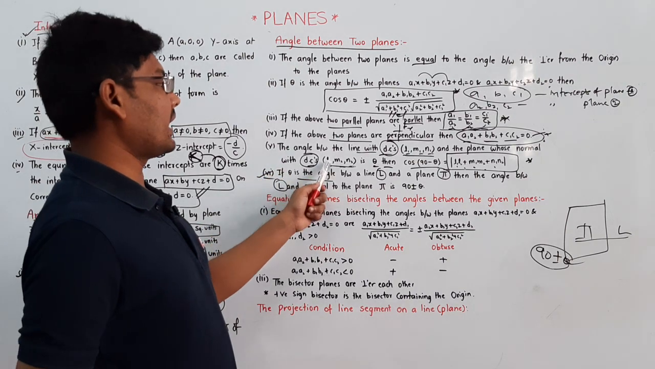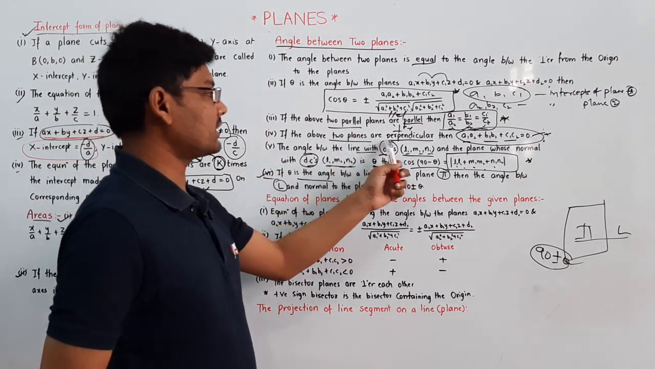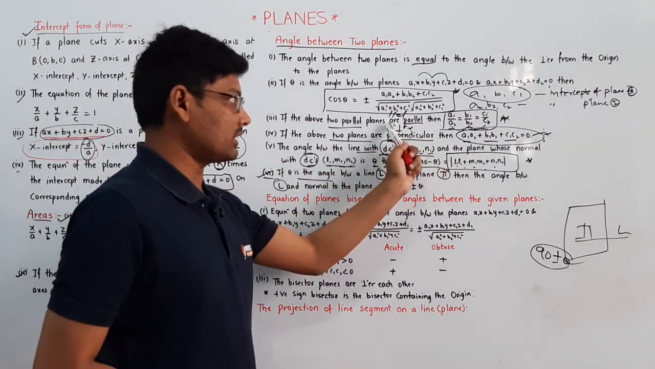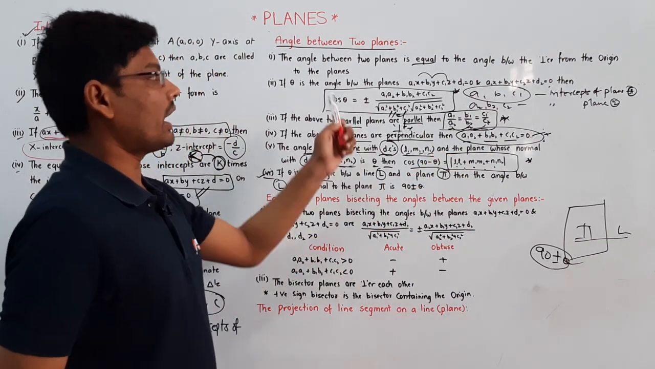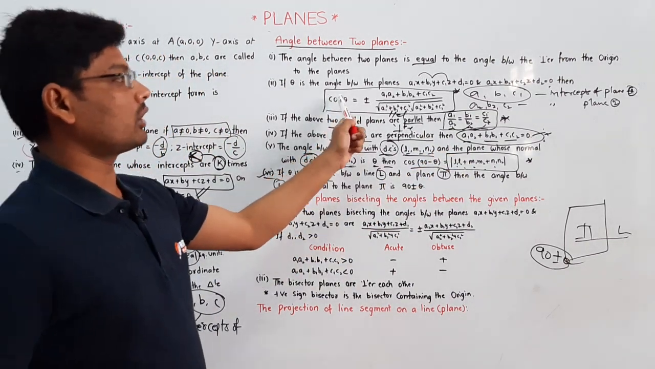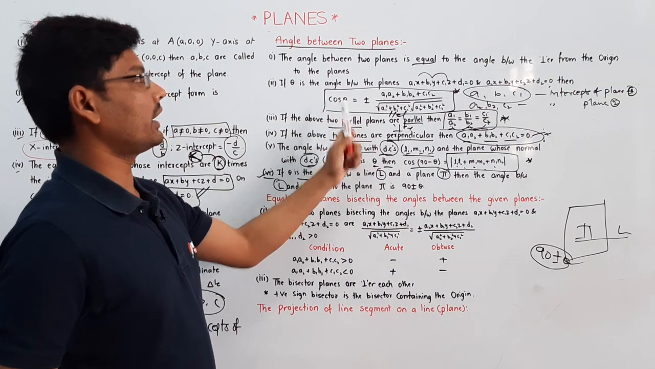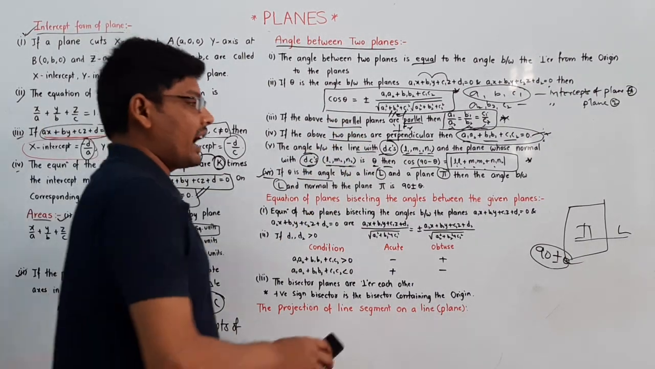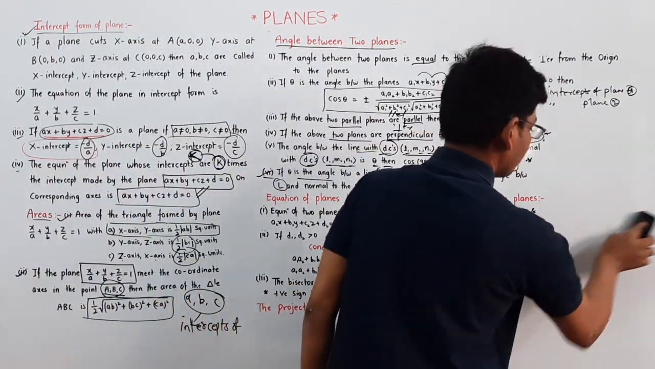Here, for the angle between direction cosines, if the planes are perpendicular, this is the condition. If the planes are parallel, this is the condition. If you want to find the angle between two planes, this is the formula. This is all about the angle between two planes.